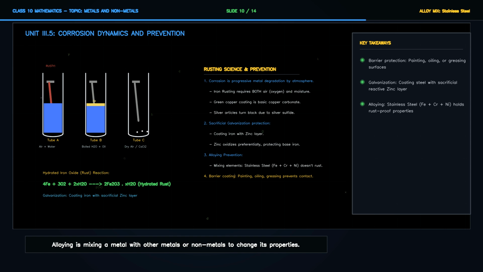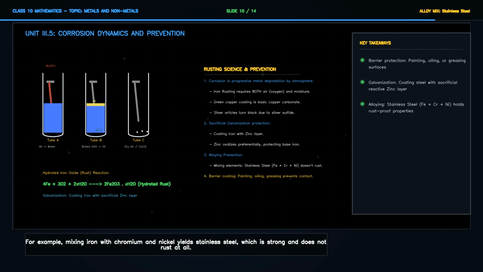Alloying is mixing a metal with other metals or nonmetals to change its properties. For example, mixing iron with chromium and nickel yields stainless steel, which is strong and does not rust at all.